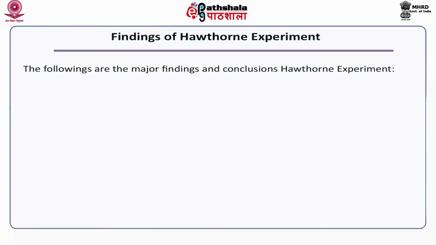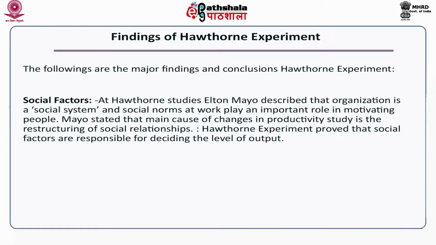The following are the major findings and conclusions of the Hawthorne experiment. Social factors. In the Hawthorne studies, Elton Mayo described that the organization is a social system and social norms at work play an important role in motivating people. Mayo stated that the main cause of changes in productivity was the reconstructing of social relationships. The Hawthorne experiment proved that social factors are responsible for deciding the level of output.